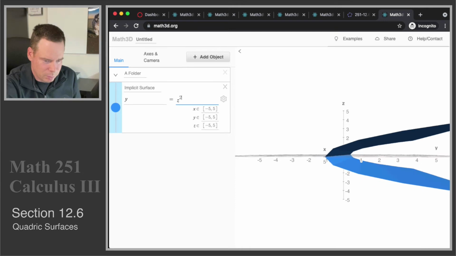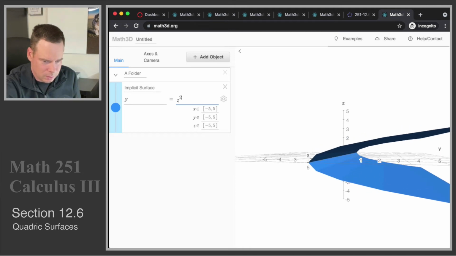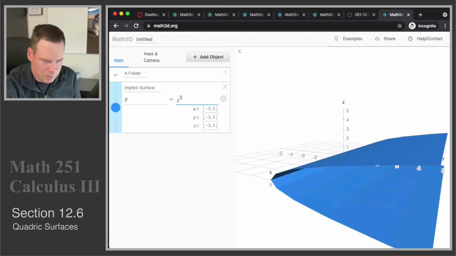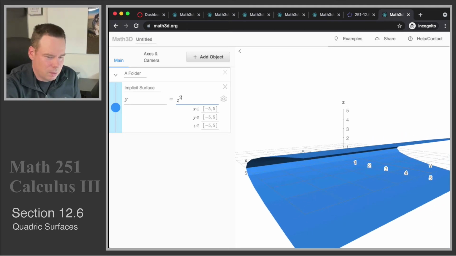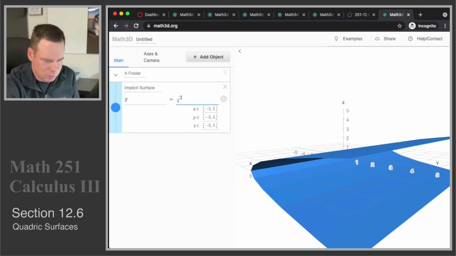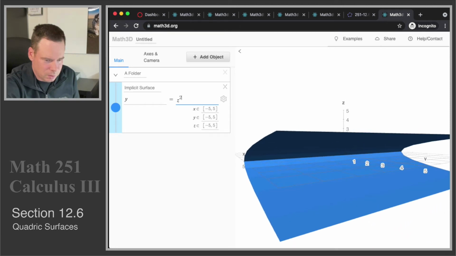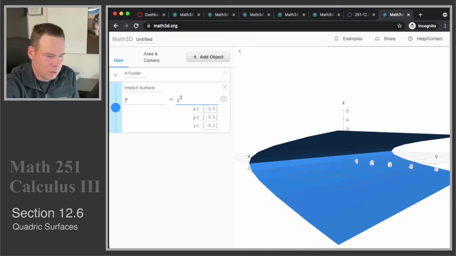It's basically parabolas opening along the y-axis in the yz plane, and then all traces of those in all of the x equals k planes. So it's the parabola shifted out front and out back along the x-axis. And that's ultimately the kind of surface that this equation describes.